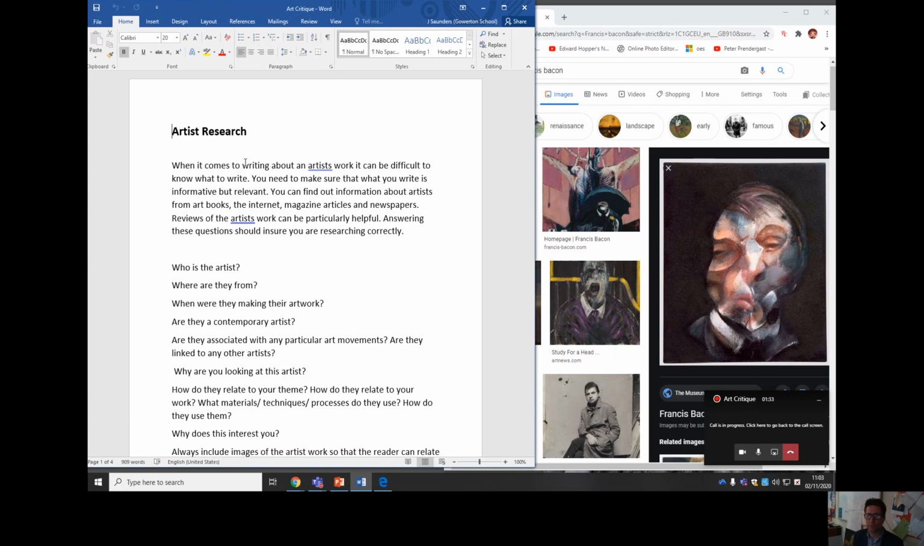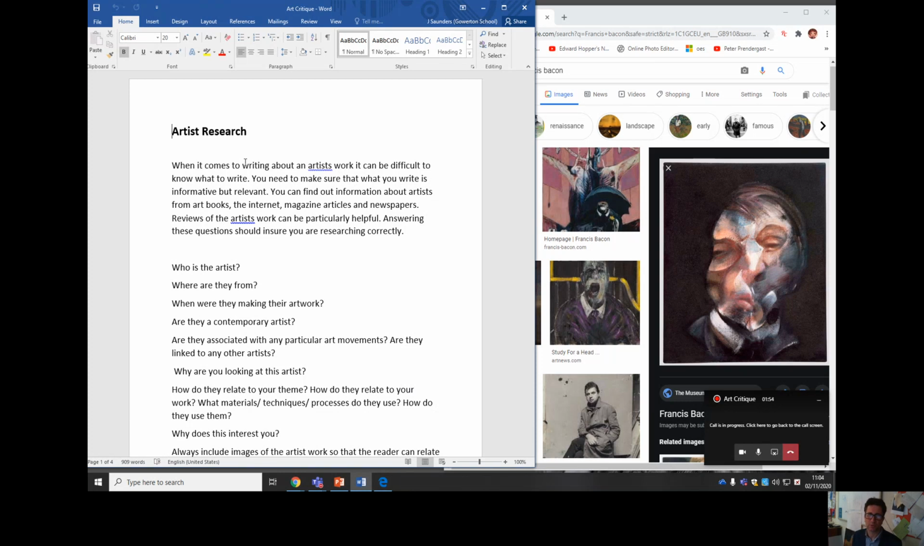Now, if you're doing Cubism, you might be looking at Picasso. In year 13 at the moment, we're looking at Francis Bacon, so we'll use him as the example. Research where he's from. He's from Ireland. When was he making his works? Find out when he was born, when he died, but also when his big era for making the work was. These are important. Are they a contemporary artist?